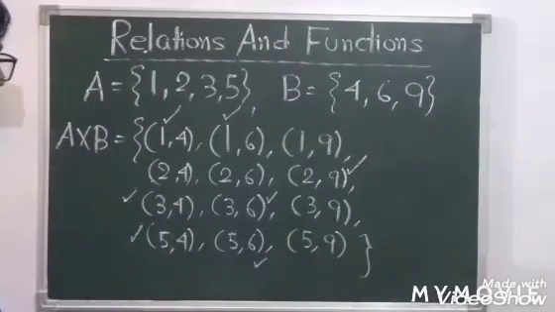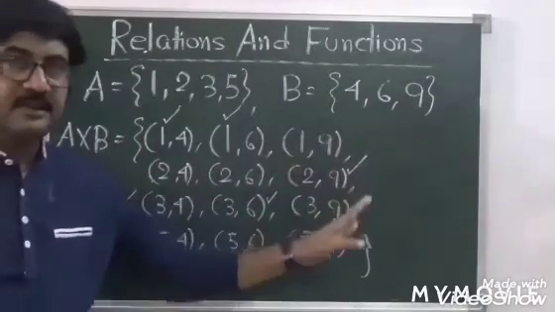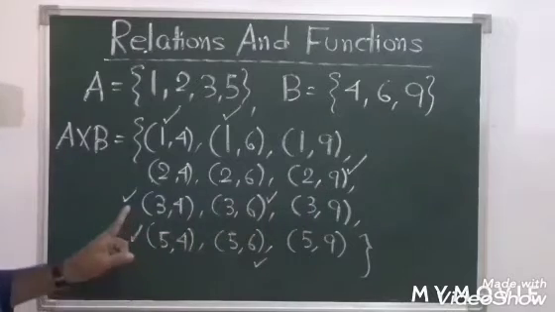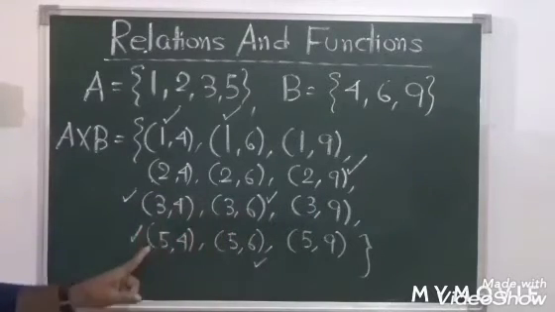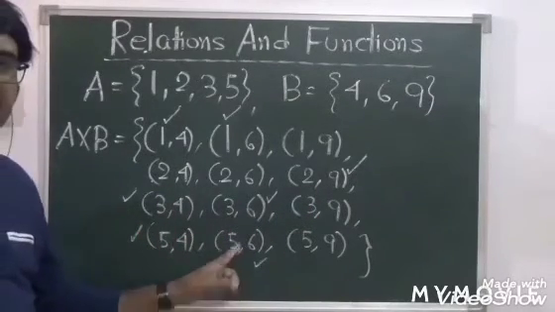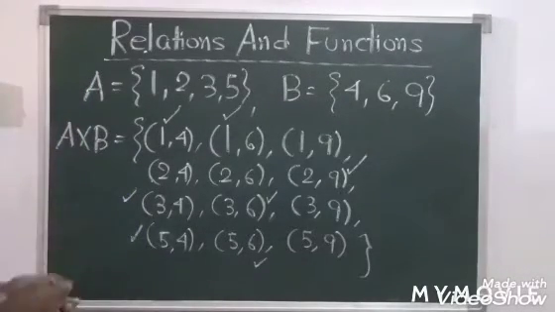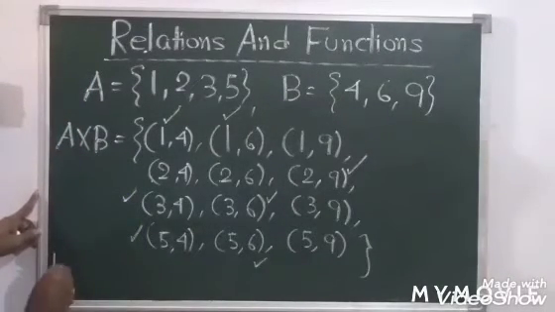So let us write the relation. The relation will consist of all those ordered pairs which are marked ticked. We have marked here. So (1, 4), (1, 6), (2, 9), (3, 4), (3, 6), (5, 4) and (5, 6) are the elements of the relation R. So R will have all these elements.